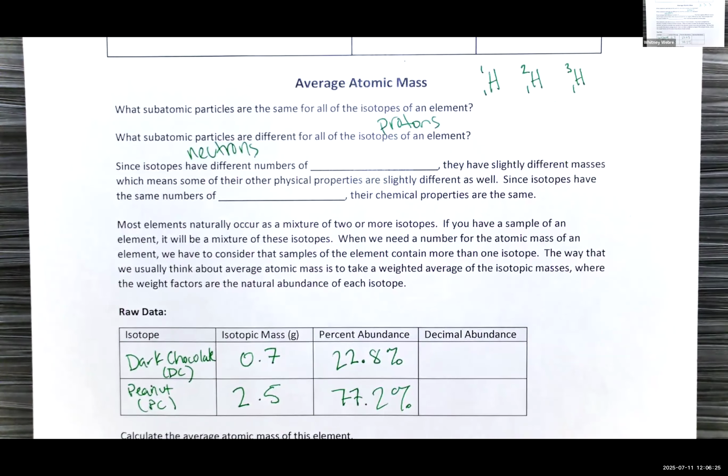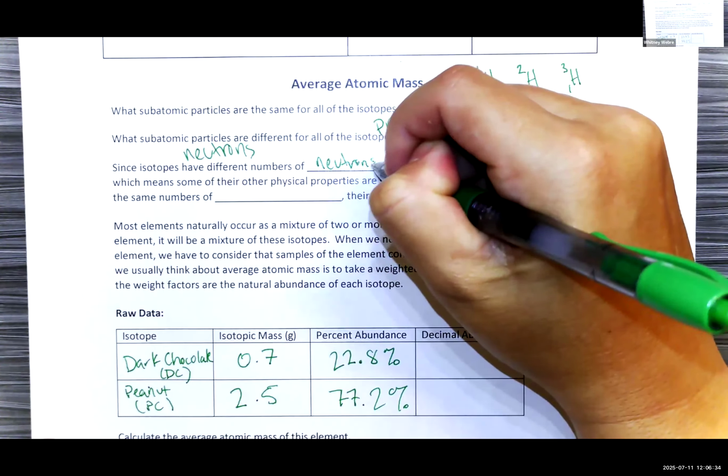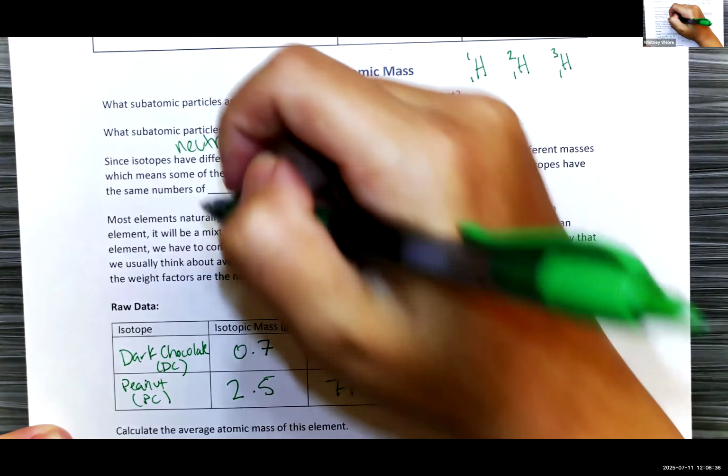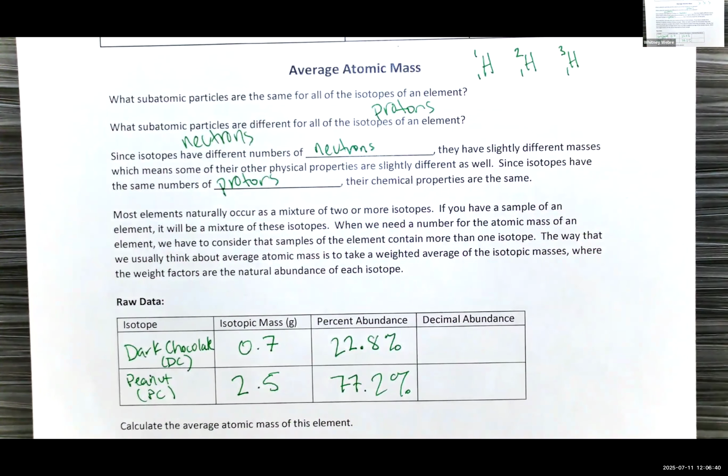So let's fill it in. Since isotopes have different numbers of what? Neutrons. And then the next one has to be what's left over, and that is protons. So yes, since isotopes have different numbers of neutrons, they have slightly different masses, which means some of their other physical properties are slightly different as well.